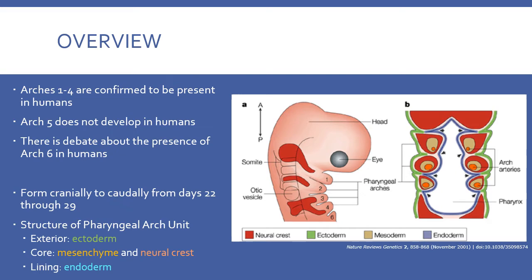Now, the arches develop much the same way as many other things in the embryo develop, cranially to caudally. So the first arch, the one closest to the head, develops first, and then moving on down towards the most caudal arch. And this is all occurring between days 22 and 29, so it's a fairly short period of time.